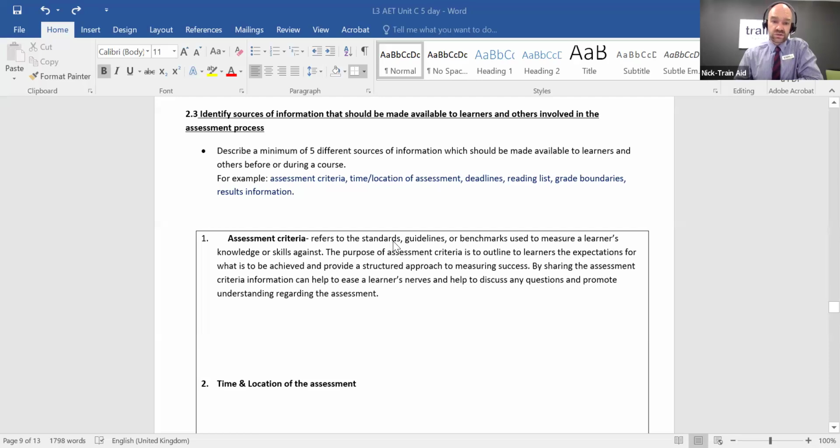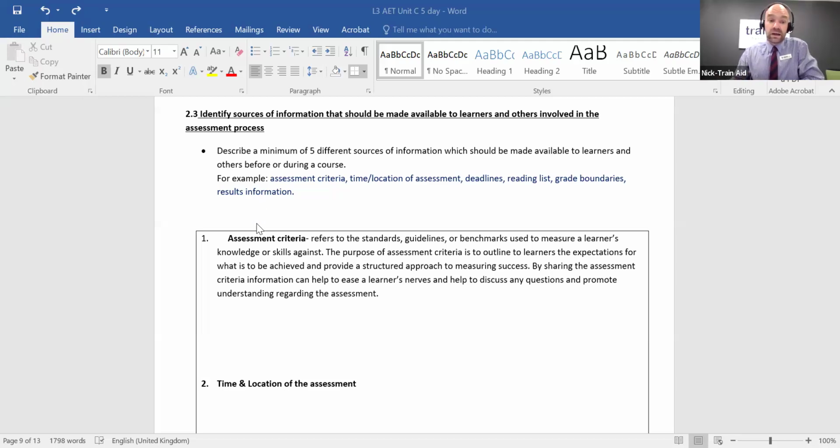So we're going to understand the different information that we should give out to learners and staff members to make everyone aware of assessments. Just on the template, we have a number of examples such as the assessment criteria, the time, the location of the assessment, so where the assessment is taking place, assessment deadlines, so when learners need to submit their work by, a reading list as well to support learners with their qualification, grade boundaries, so informing learners of a grading system and what they need to do to get particular grades if they're looking for different courses and progression areas and they need a particular grade to go on to the next level, and results information, so when and where learners are going to be receiving their grades and information as well.